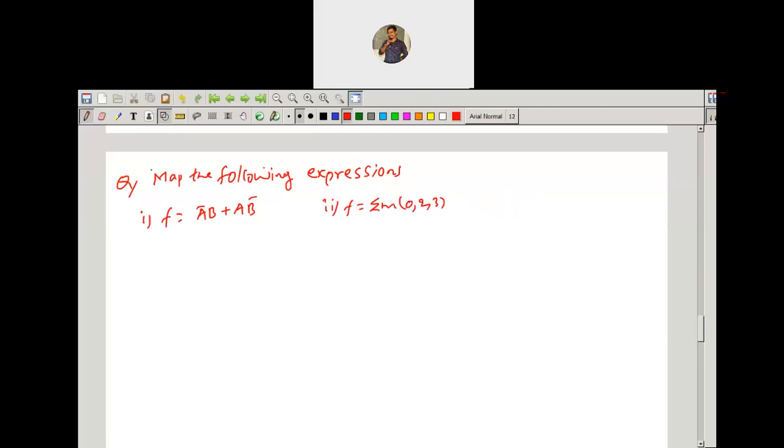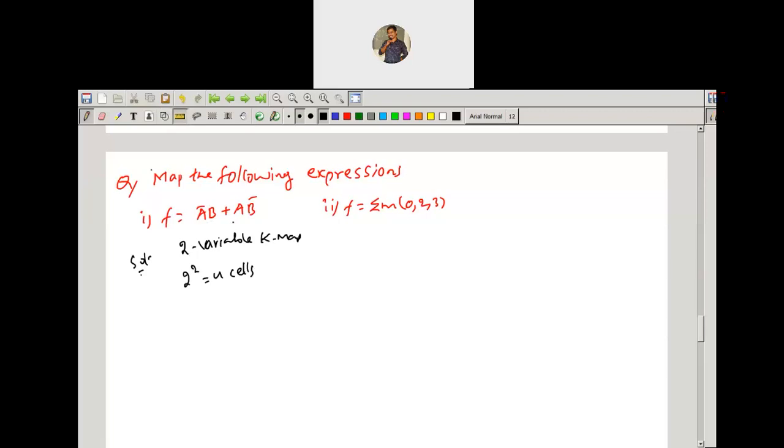You can observe first these two. Coming to the first one, you're asking just for mapping. You're not asked to simplify the expression. If you take the first one, how many variables are there? We have AB, two variables. So which K map do you require? You require the two variable K map. How many cells are required? 2 power 2 equals 4 cells. We require the 4 cell K map.